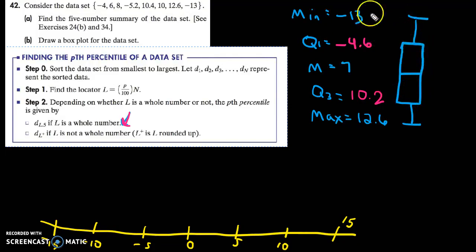Now it won't look perfectly symmetrical like this because it depends what the actual numbers are. So my minimum's -13. So if this is -15, -13 would probably fall about there. And then Q1 is -4.6, so a little smaller than -5, a little bigger. So there's my line for my box. And then my median is 7, so a little more than 5. And Q3 is 10.2, so just barely more than 10. And so there's my box.